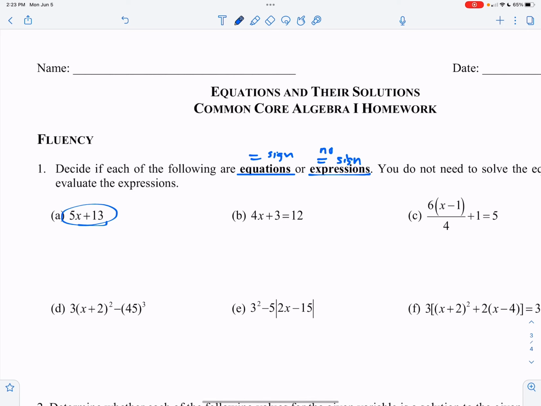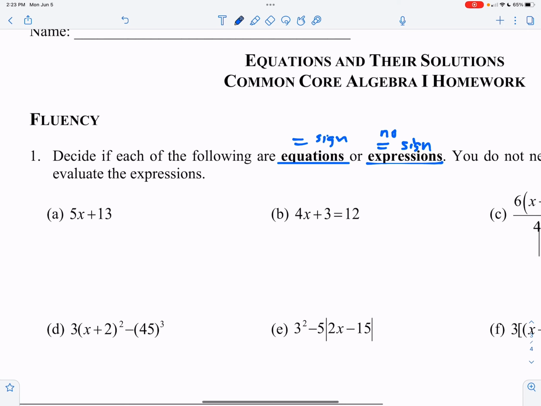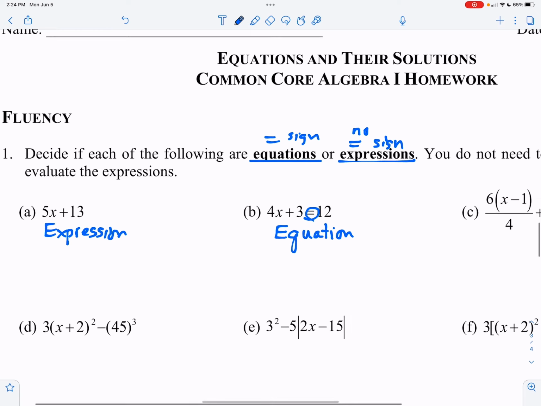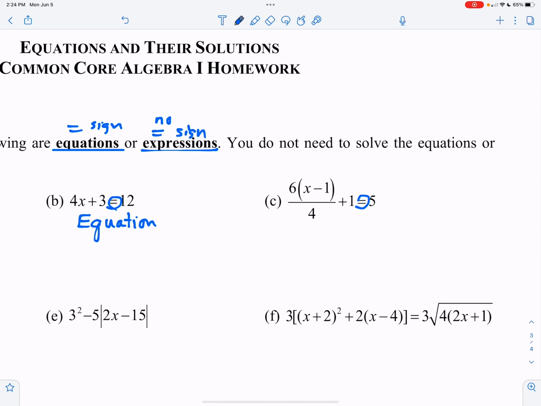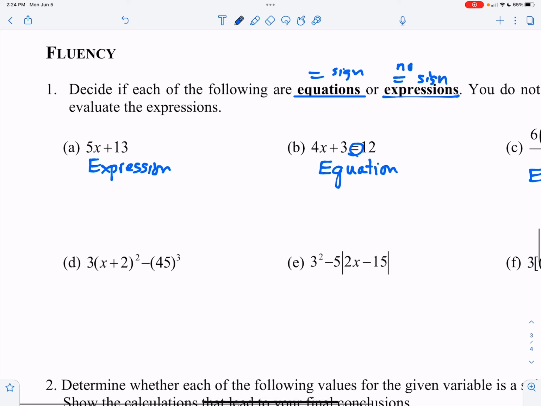I do not see, for part A, an equal sign. So this would be an expression. I see an equal sign that makes B an equation. Part C, again, I see an equal sign that makes this an equation. I do not see an equal sign anywhere in part D that makes D an expression.